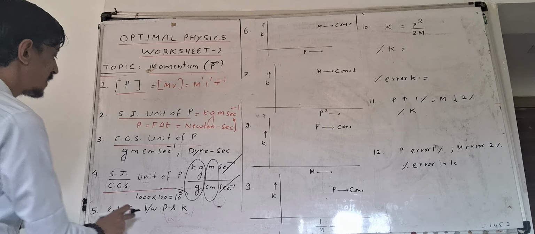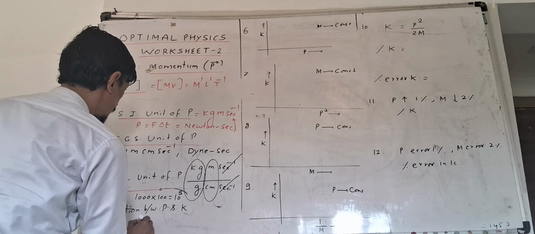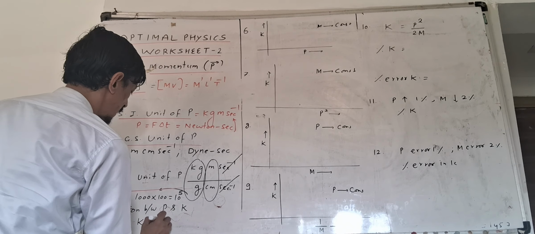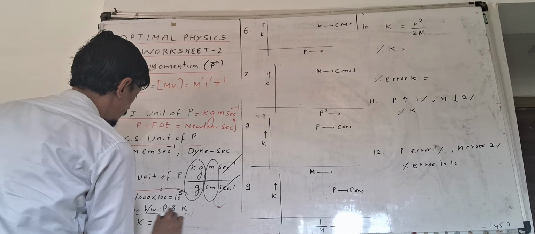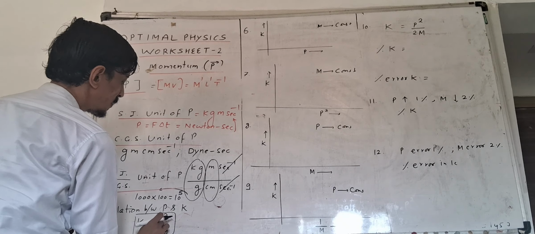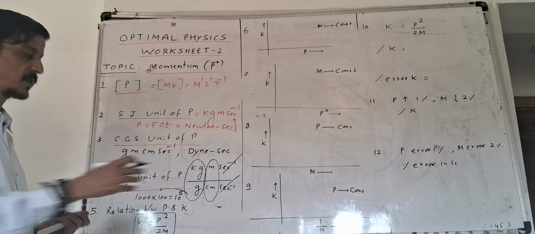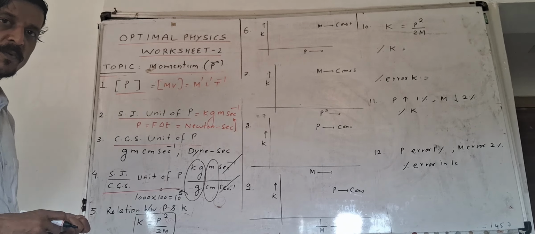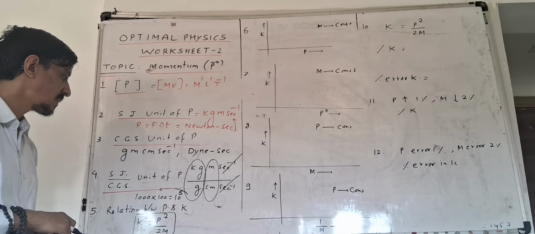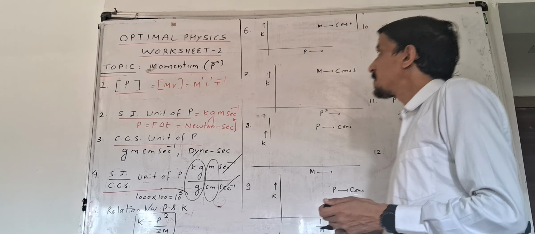Now the next question is the relationship between momentum magnitude and kinetic energy. As I have derived in the earlier case, kinetic energy can be written as p square by 2m. You can verify it: p is equal to m into v, so m square v square by 2m comes out to be half m v square. So kinetic energy is equal to p square by 2m, where p is the magnitude of linear momentum and m is the mass.